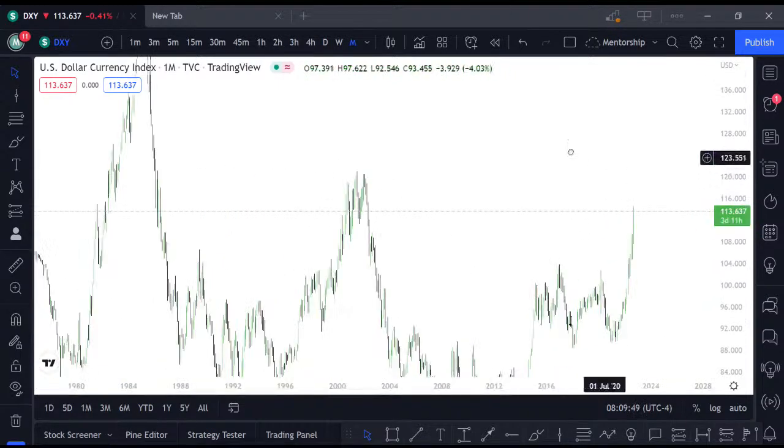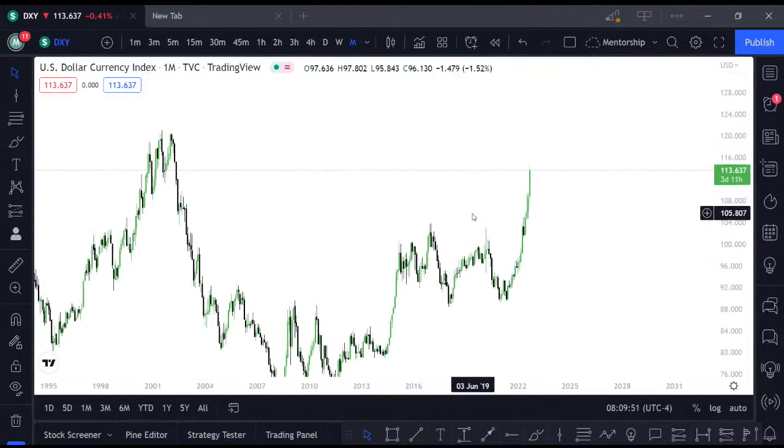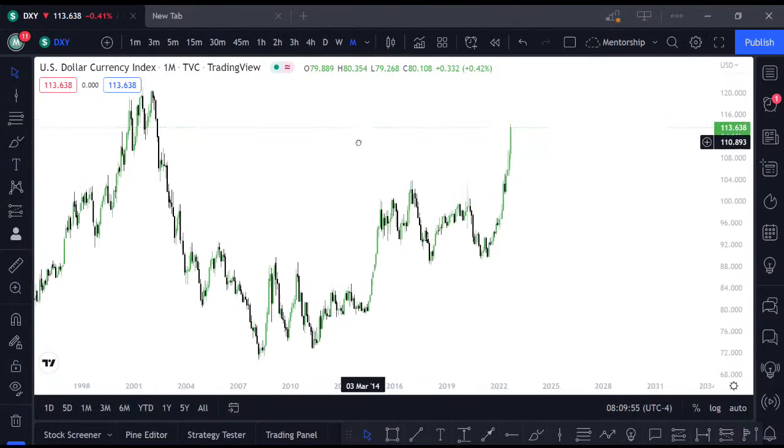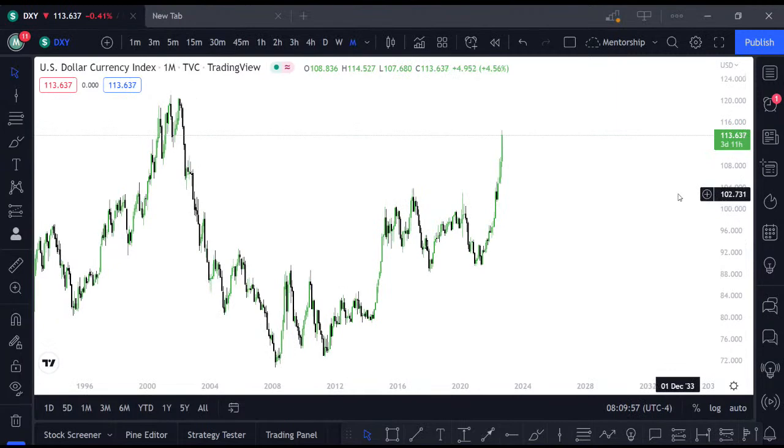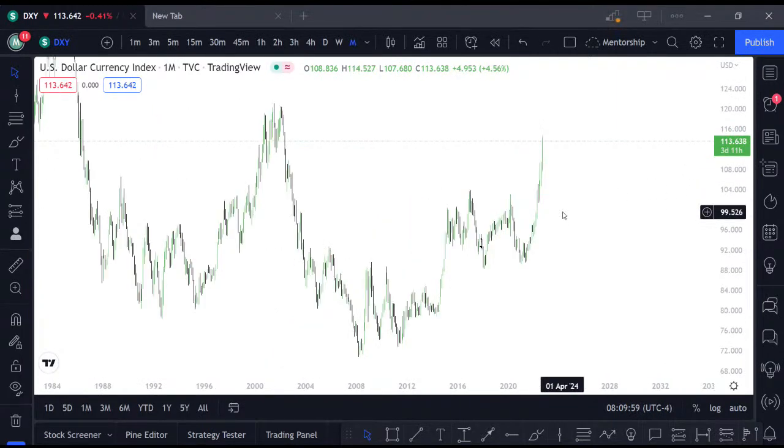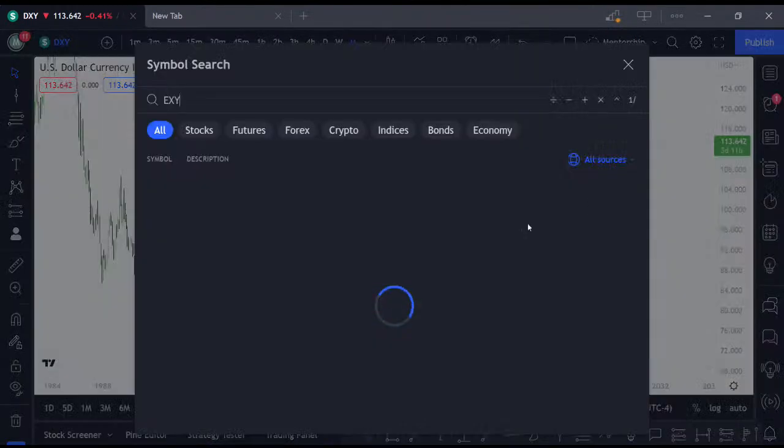Okay. So since we all know that the dollar is buying, remember, you buy the strong and sell the weak. So this means that the EXY, or the Euro currency index, is selling. Since the dollar is buying, the Euro currency index is doing the opposite.